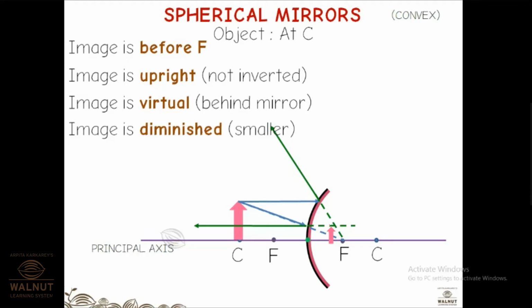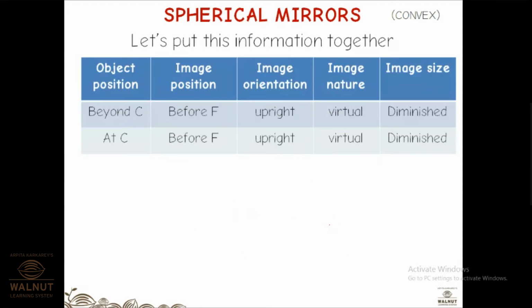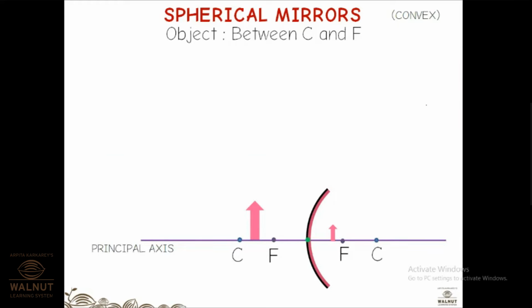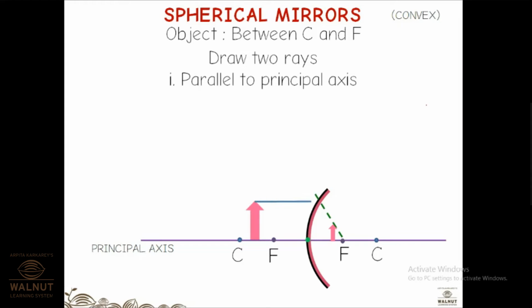Is it clear? See, initially you might take some time for understanding this, but as we move ahead and as we continuously revise the topics which we did, you will understand it in a better way. Okay, again we will tabulate this information. So object position is at C, image position is before F, image orientation is upright, image nature is virtual, and image size is diminished. Let's take the object between C and F. Draw again parallel to principal axis and one line passing through the focus.